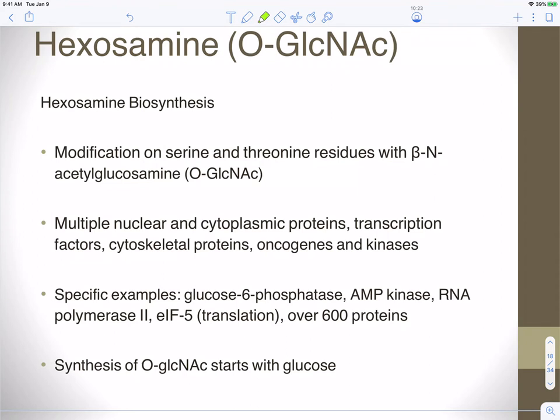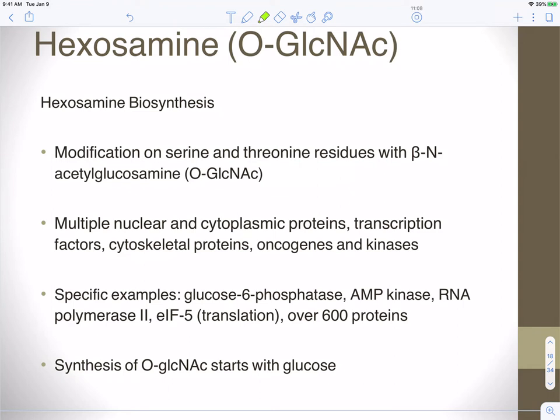Hexosamine biosynthesis is where you have modification, again, on serine and threonine residues of proteins, and this is an N-acetylglucosamine linkage. There are many proteins that get hexosamine modifications. They include transcription factors, proteins in both nuclear and cytoplasmic locations, cytoskeletal proteins, oncogenes, kinases, etc. Some specific examples are glucose-6-phosphatase, AMP kinase, RNA polymerase II, eukaryotic initiation factor 5, and about 600 other proteins.